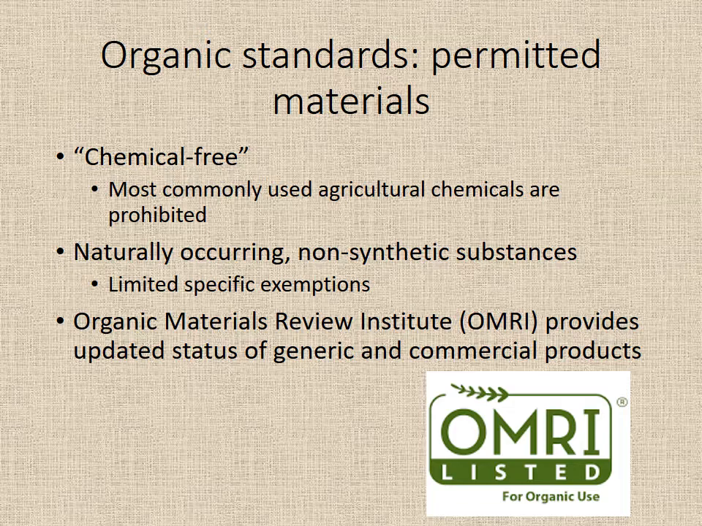Under the organic standards, farmers must manage crop and soil health using naturally occurring non-synthetic substances. The rule provides a few extremely specific exemptions for certain synthetic substances in strictly limited situations. And it also includes some exclusions or usage limitations for substances that are naturally derived but are toxic or environmentally damaging. The best source of guidance on the status of particular substances is the Organic Materials Review Institute, which provides regularly updated lists of generic and commercial products permitted for use in organic farming.